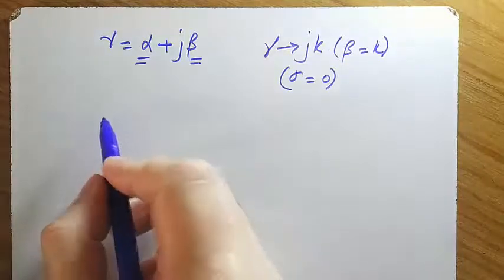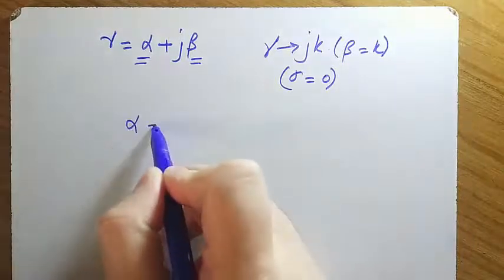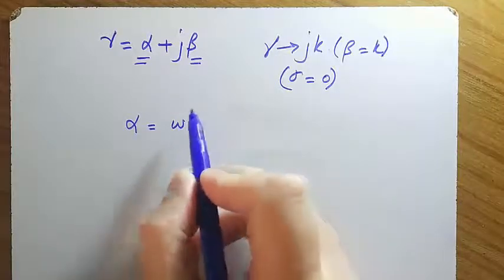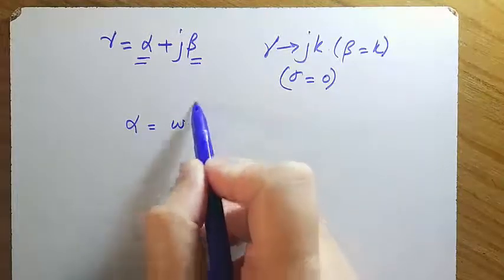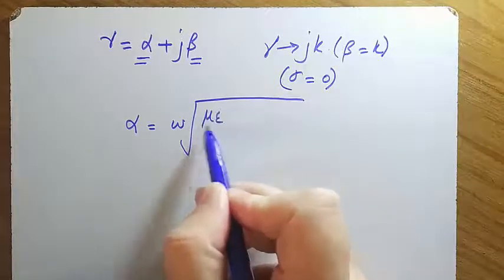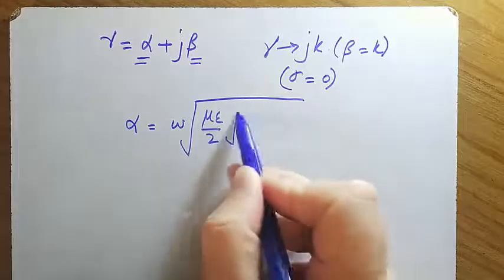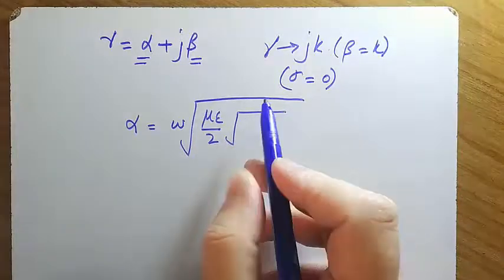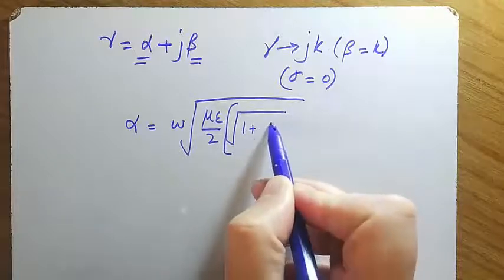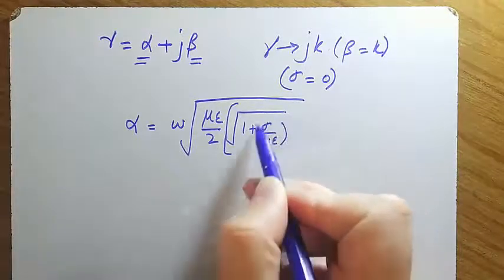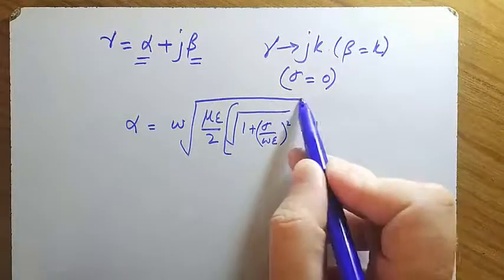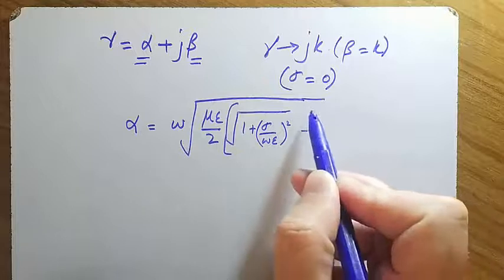Okay, now what are the equations of alpha and beta? Let me write them. You can derive them and you can end up with this kind of equation. You can note them down, and it is 1 plus sigma by omega epsilon whole square. It is under the root, and minus 1 is under the big root.